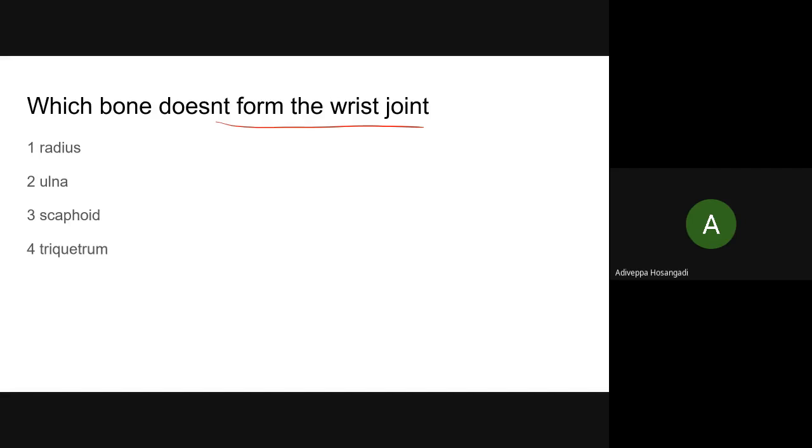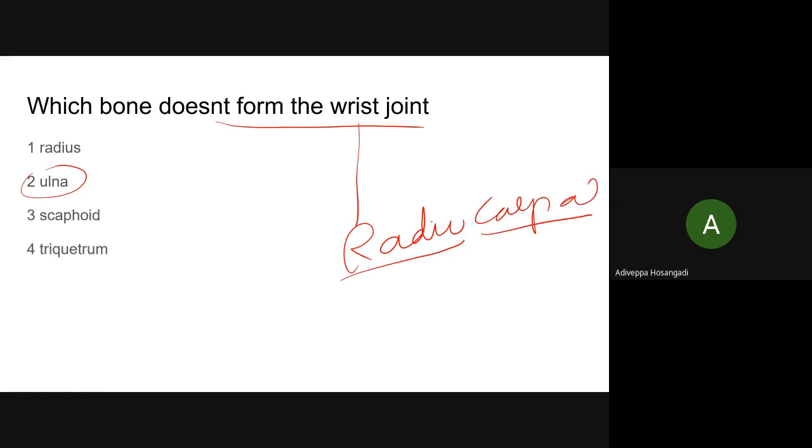Ulna, very good. The wrist joint is the radiocarpal joint, another name, formed by the carpal bones and radius. The ulna has no role here. So the ulna forms only the inferior radioulnar joint or superior radioulnar joint.